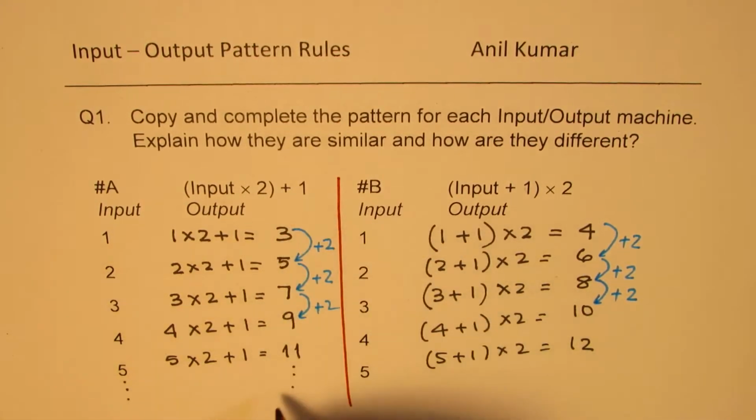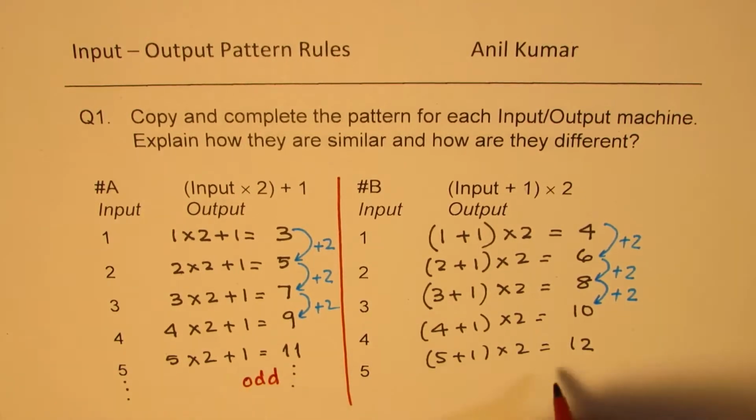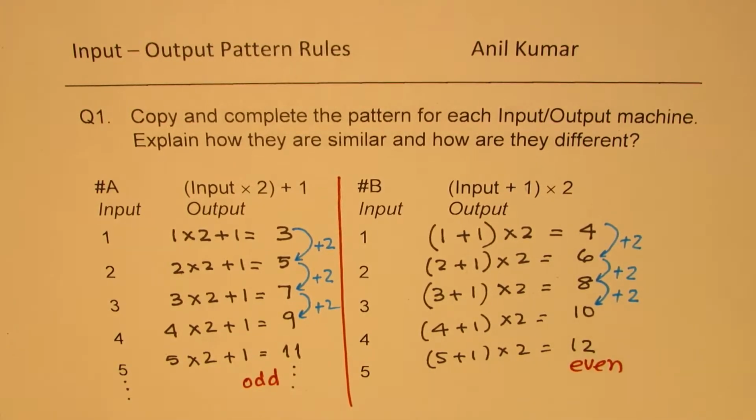And how are they different? Well, here you see the output is odd numbers. And here the output is even numbers. Do you see how they are different? So you can explain input and output using the rule, how they are similar and how they are different, correct? Let's move on and take the next question now.